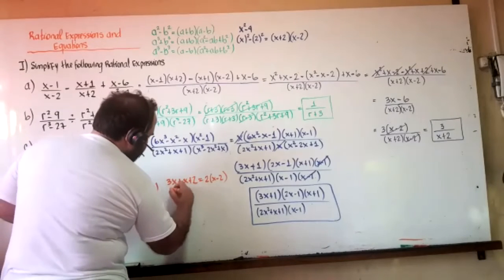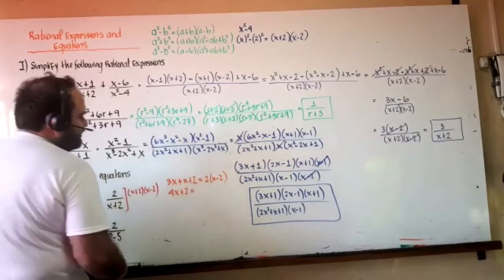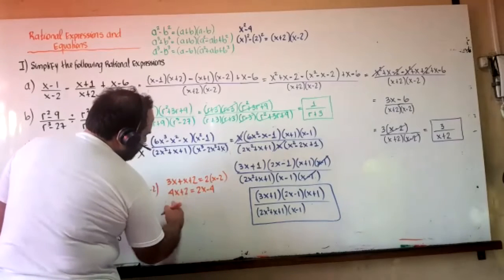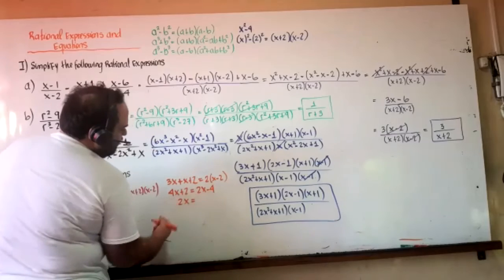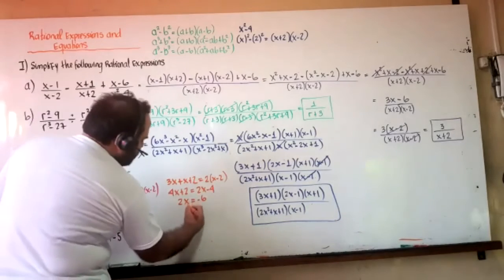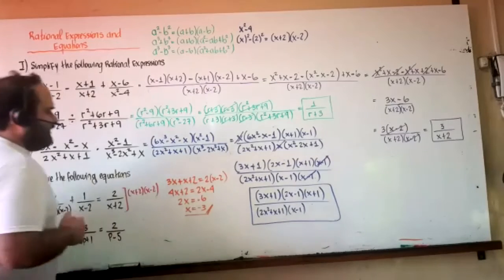3x plus x, we had 4x plus 2. That will be equal to 2x minus 4. So 4x minus 2x will be 2x, and negative 4 minus 2 is negative 6. For that reason, x will be given by negative 3.